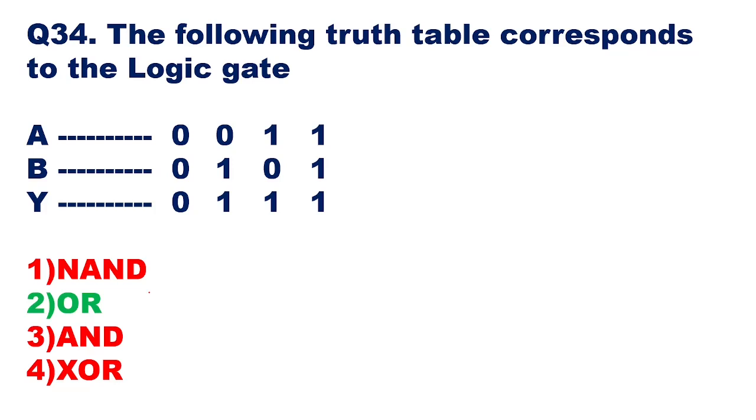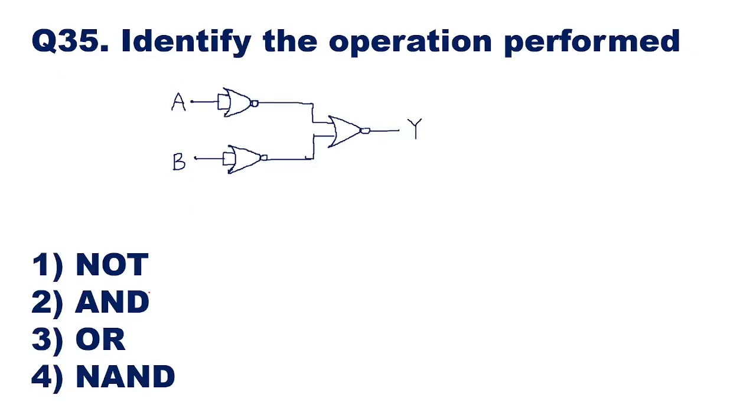Then we'll go to the next question, question number 35. Identify the operation performed by the given circuit. So if you see this circuit, in this circuit we have two inputs. The first input A is given to a NOR gate whose both the inputs are shorted. So it is acting as a NOT gate. So output of this will be A bar.